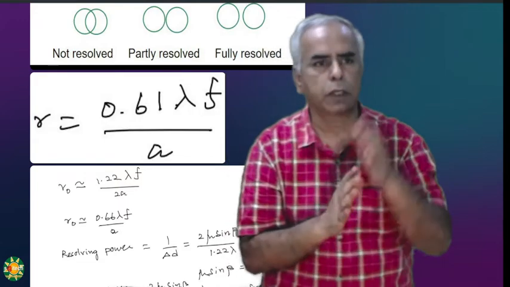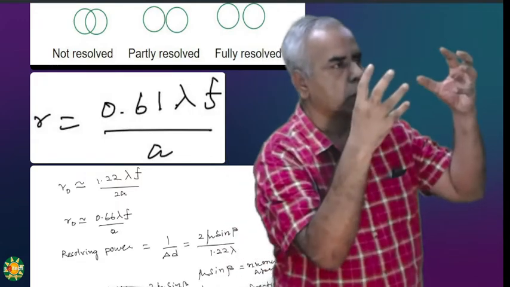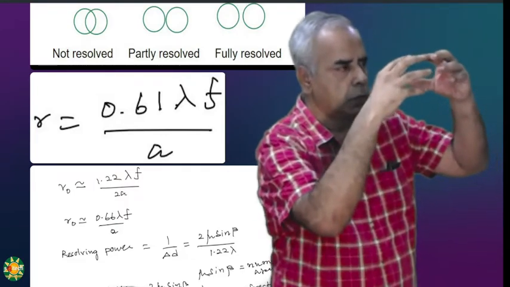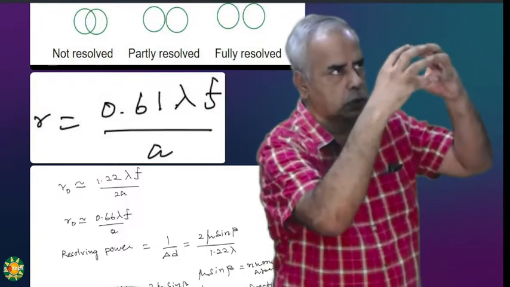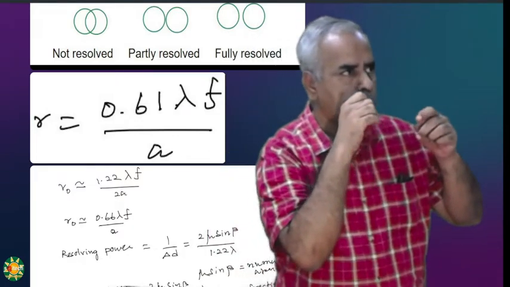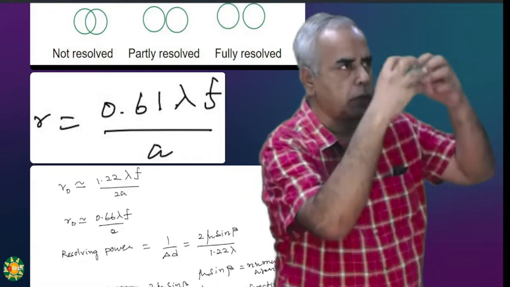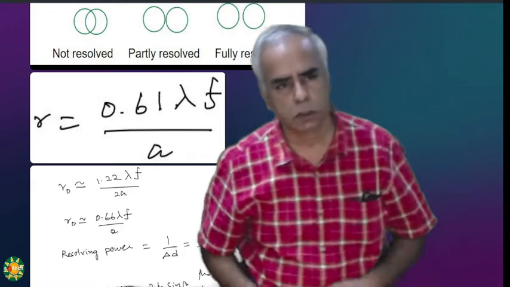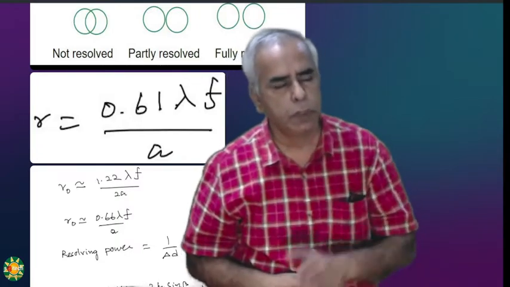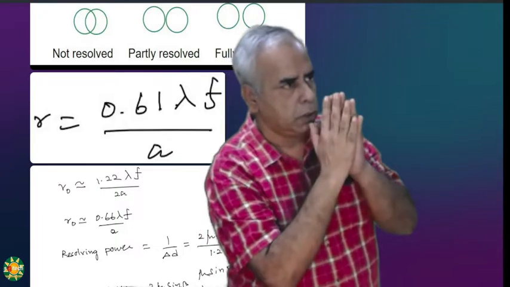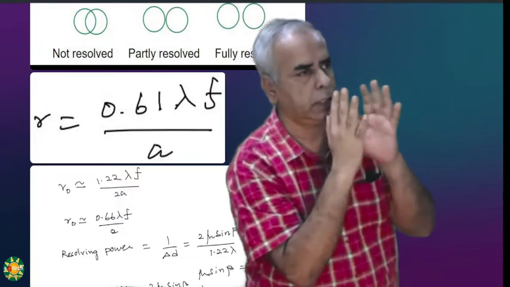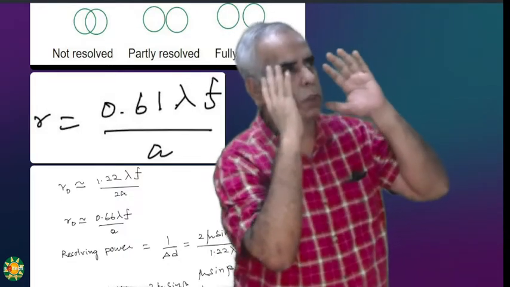Are you able to follow? You can look at the first picture. This is not resolved, meaning it is almost mixing together, because by distant vision it looks like a double star. Now when I am able to resolve it further, I am able to identify two stars. That is partly resolved, the second image. When you look at the third image, you are able to distinctly see two stars, or two heavenly objects, very clearly. This is called a fully resolved image.